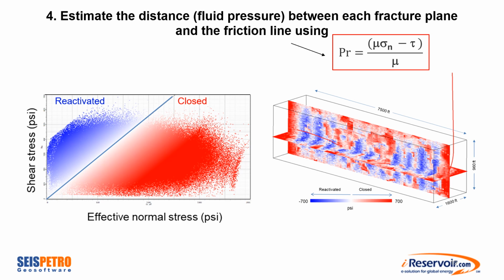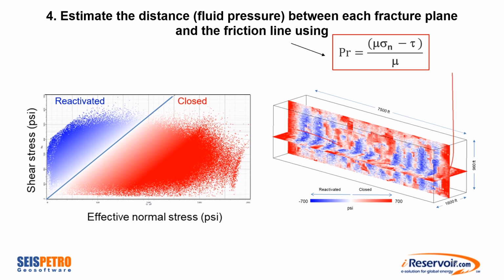Once we have volumes of fracture orientations, stress state, and fluid pressures related to the hydraulic fracture geometry that we have assumed, we arrive at the fourth step, which is to estimate the distance, actually the fluid pressure, between each fracture and the friction line using the pressure equation that I showed at the beginning of the presentation. As we said before, when we increase the fluid pressure, we effectively move the fracture cloud to the left in the effective normal stress versus shear stress domain. The fractures that are above the friction line are the fractures that become conductive, and the others are closed.